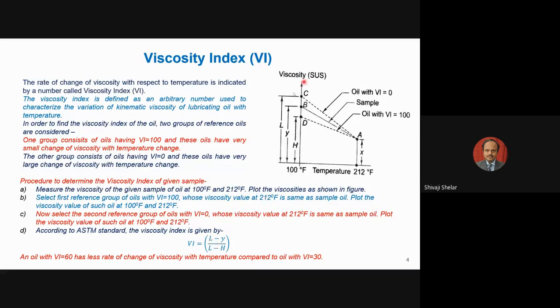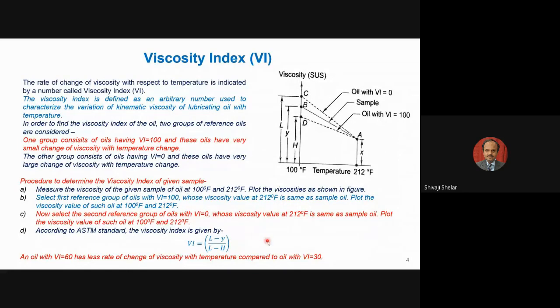So if L is say 100 here, and H here is say 50, so L minus H is 50. And this Y value is say 70 here. So L minus Y, that is 100 minus 70, will come as 30. So 30 divided by 50. So this ratio will come as a fraction as how much? It will come as 0.6.